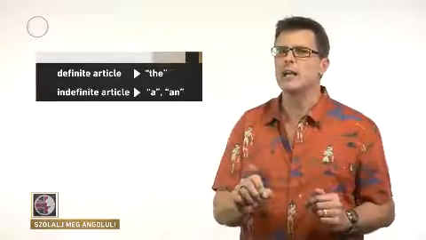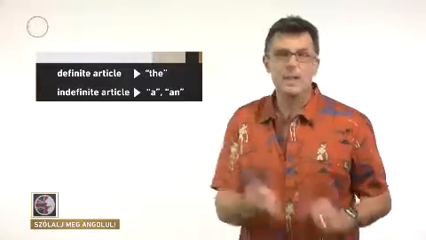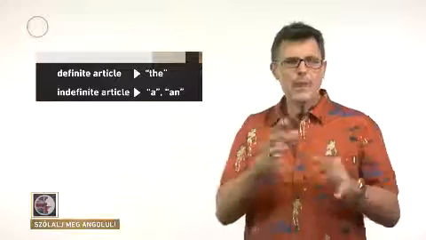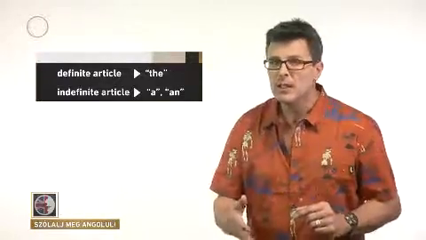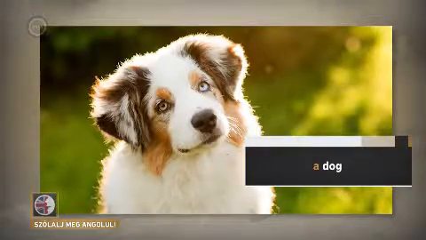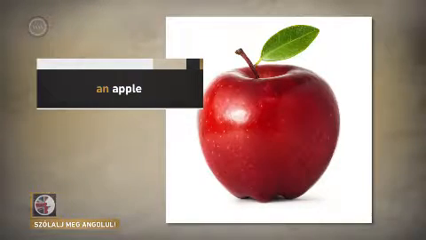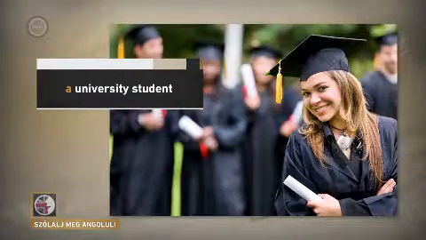But we have to pay attention to pronunciation as well. Because if the noun is pronounced in a way which sounds like a consonant, then we use a, not an. And if the noun is pronounced in a way which makes it sound like it starts with a vowel, then we use an, not a. We can't use a or an when we're talking about plural nouns or uncountable nouns, because a and an mean one. A dog, an apple, an MP, Member of Parliament, a university student.